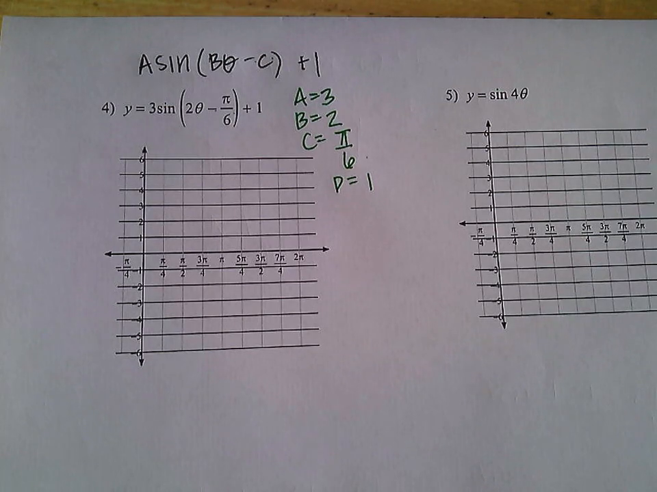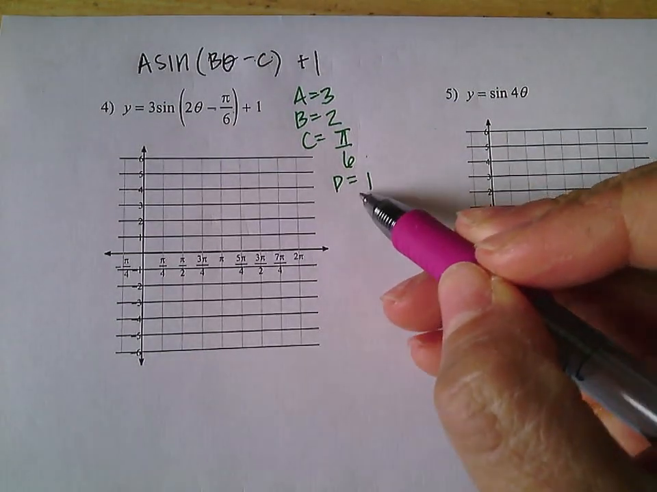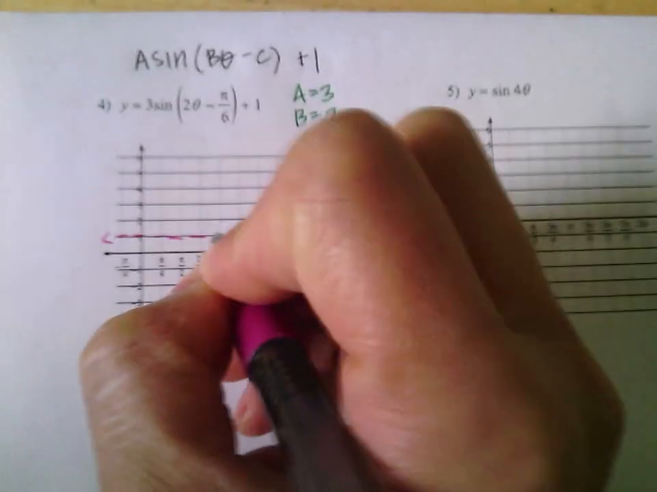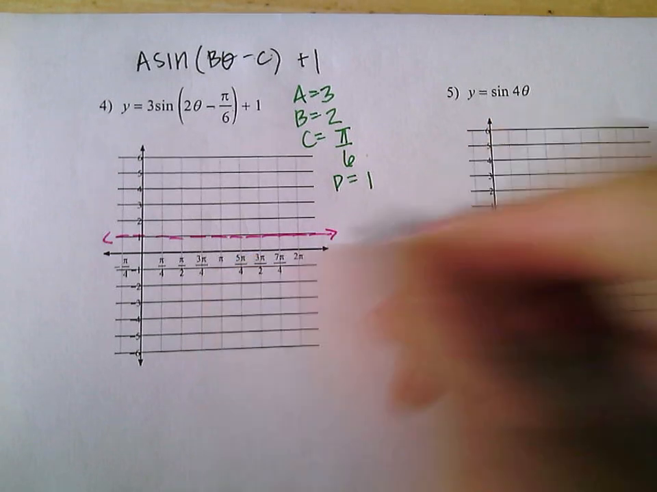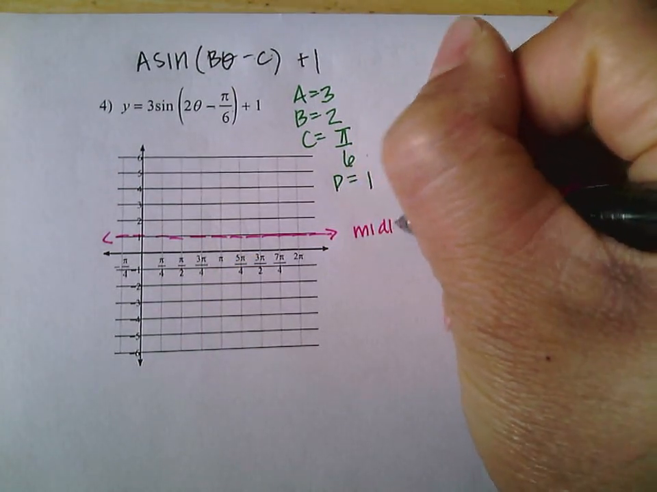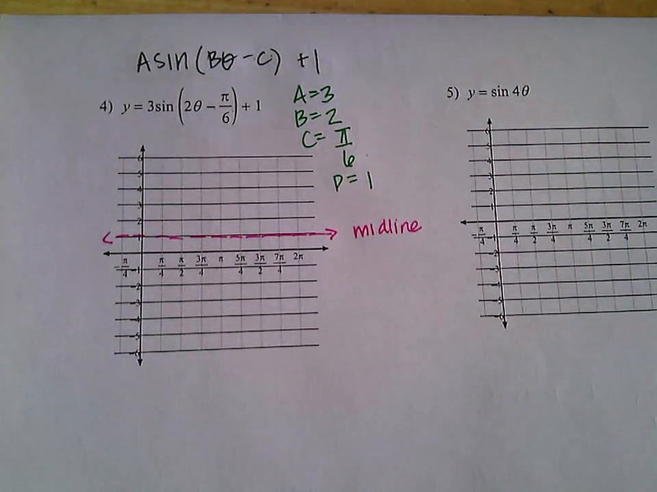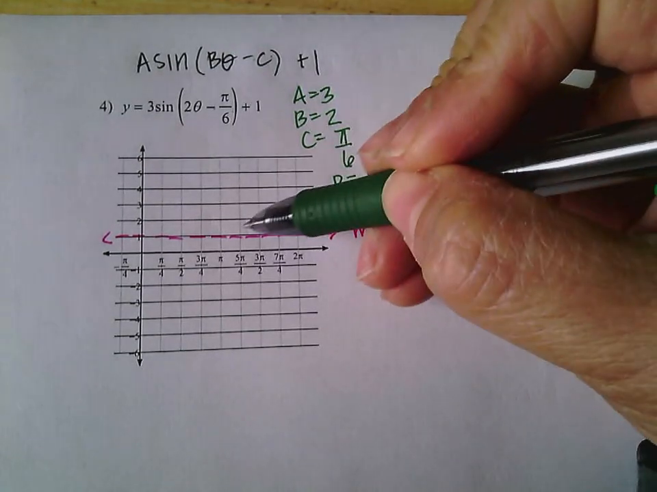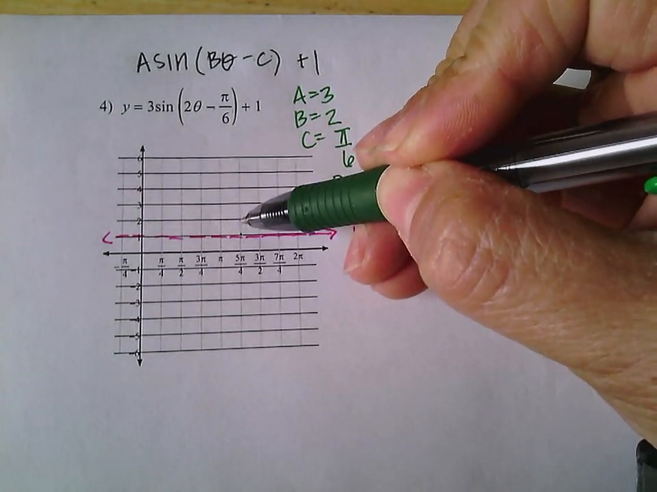So the first thing you want to do is identify your midline, which is given by your D value, which is 1. So I'm going to go ahead and draw our midline. And then we're going to go ahead and use the amplitude to figure out the top half of the sandwich and then the bottom sandwich. So your amplitude is 3, so from the midline you're going to go up 3, 1, 2, 3.